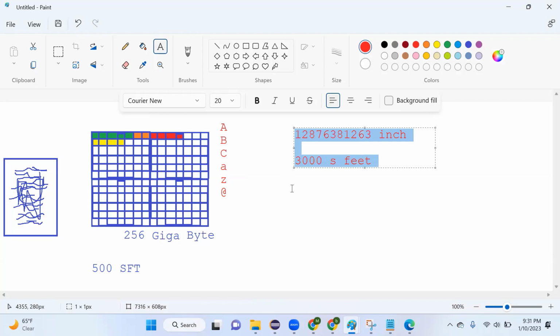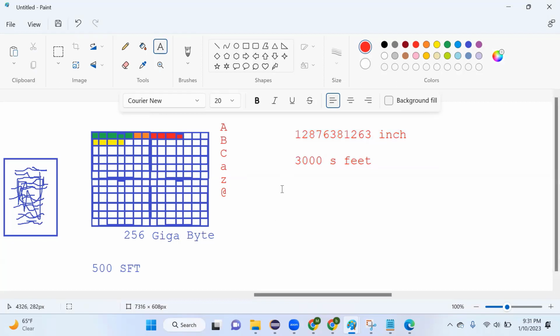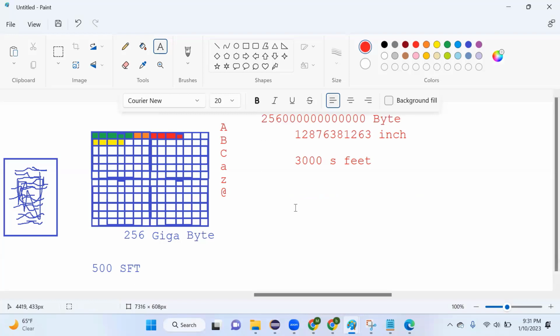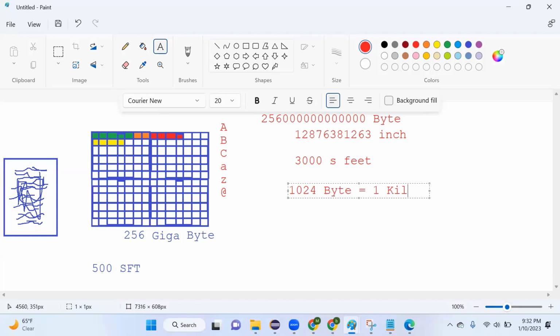Same way, byte and gigabyte are like that. There is a relationship between them. So let's draw this relation and see what the relationship is. 1024 bytes is equal to 1 kilobyte.